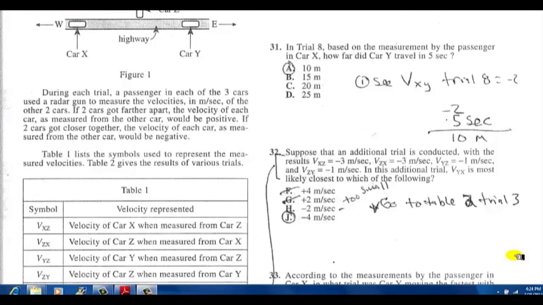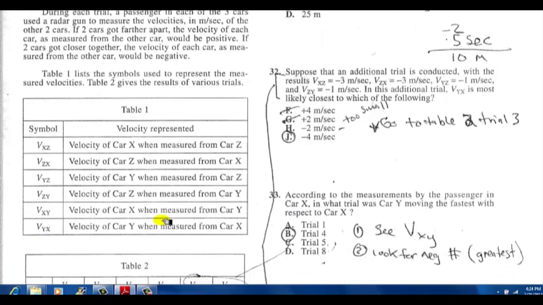Test 70A, science practice problem number 31. Number 31 states, in trial 8, based on the measurements by the passenger in car X, how far did car Y travel in 5 seconds? First thing we know is this. We're going to need to find out about car X and car Y. We're going to come over here, take a look at table 1, XY. So you will see that here is V sub XY, the velocity of car X when measured from car Y. So this is what we're looking for. Now we need to go to trial 8 and find V sub XY.